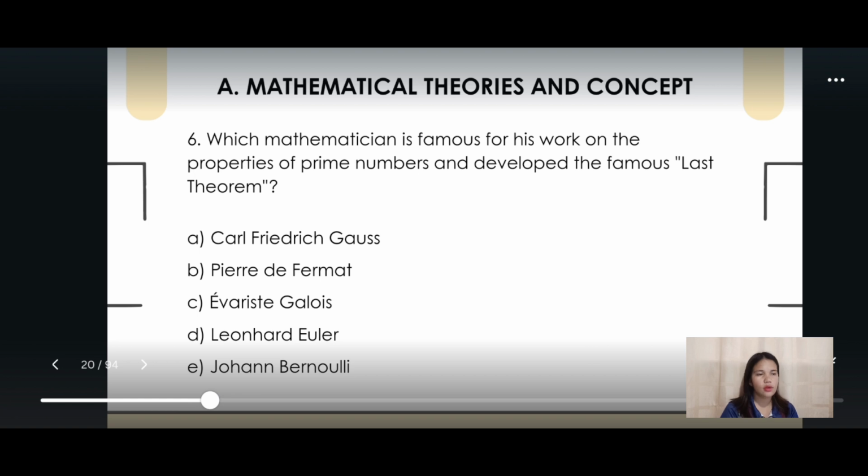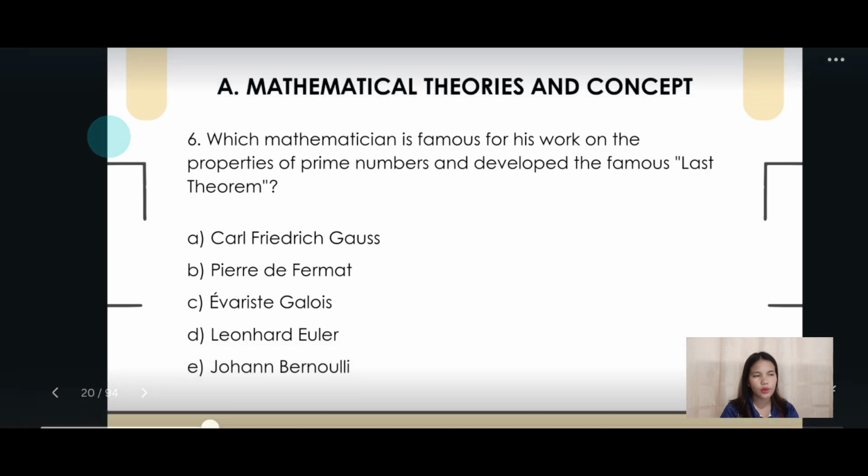Number 6. Which mathematician is famous for his work on the properties of prime numbers and developed the famous last theorem? Is it Carl Friedrich Gauss, Pierre de Fermat, Évariste Galois, Leonhard Euler, or Johann Bernoulli? It is Pierre de Fermat.